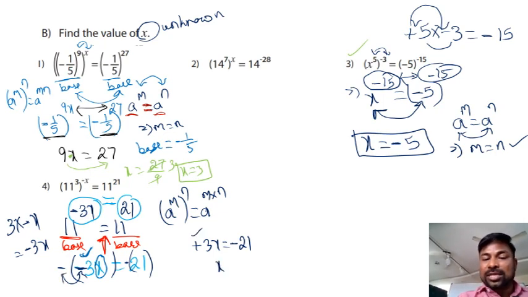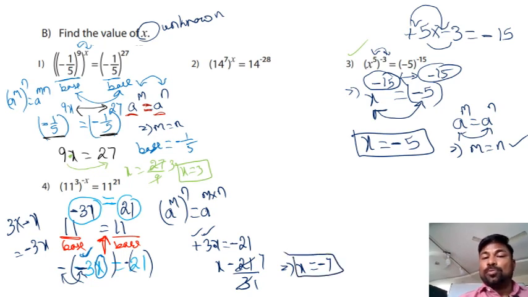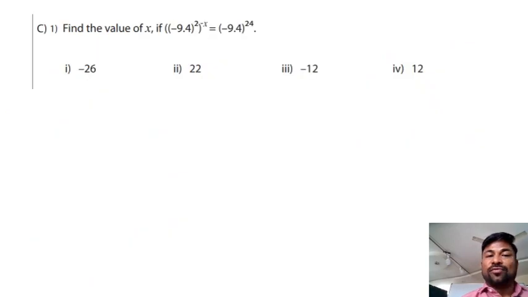Now what we want is x, and who is along with the x? It's nothing but 3. What is it doing? Multiplication. If it goes to the other side, it's nothing but divide. 3 ones are 3, 3 sevens are 21, which implies x equals -7 is the answer. In the same way, you can try the second one also. And let's go for the last question, which is a very, very important question.